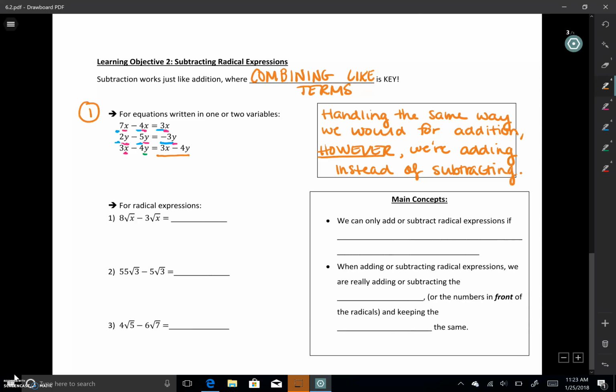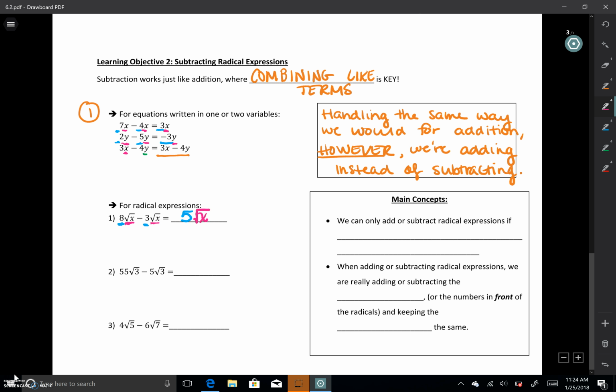So let's take a look at the radical expression examples now. Number 1, 8 square root of x minus 3 square root of x. Again, my first question every time: are my radicals the same? Meaning same index, same radicand. And if I look, I have the square root of x and the square root of x. So, since I have the same radicals, I go ahead and take the coefficients and subtract them. 8 minus 3 gives me 5, and I keep that square root of x.